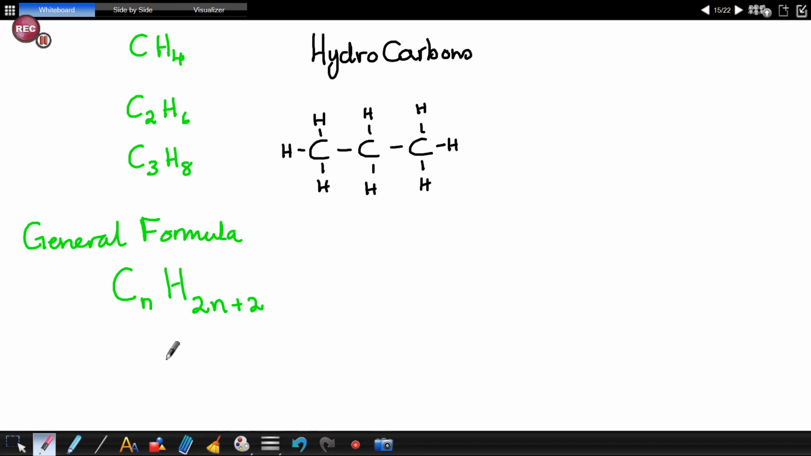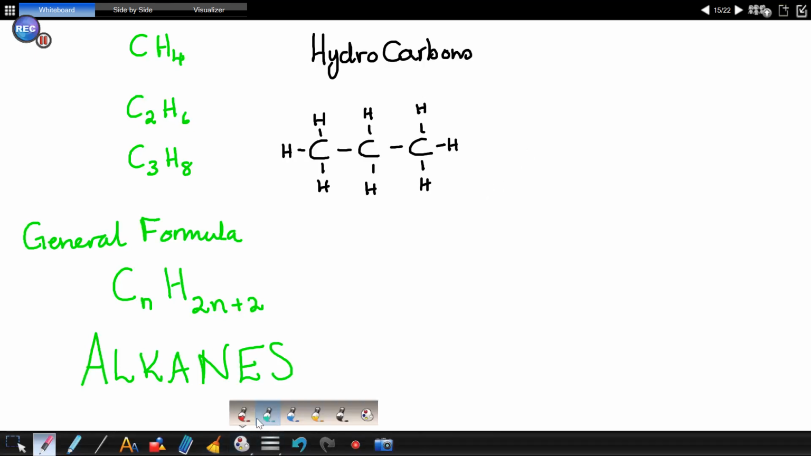So this is the general formula. If there are only single bonds between the carbon atoms, they are called alkanes. Meet the first homologous group or family in organic chemistry. We haven't discussed that yet. So this one is propane, and the prop refers to 3 carbon atoms.